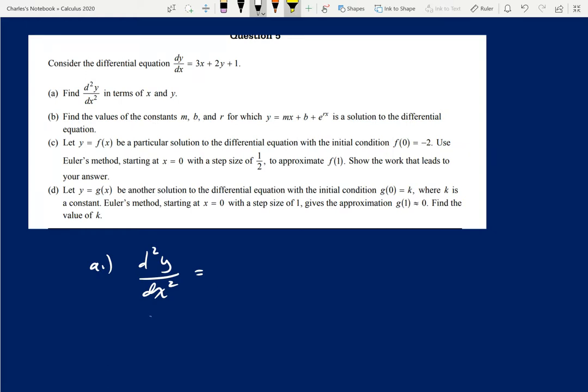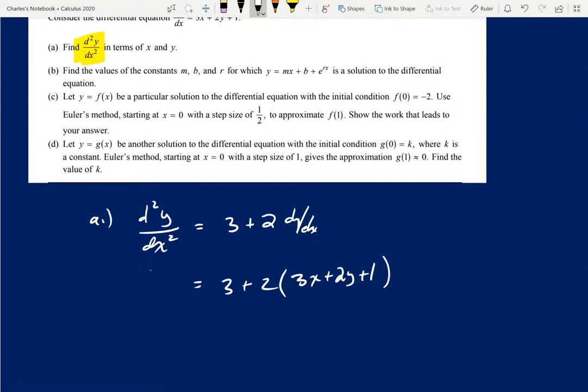So the first question, first part says find the second derivative, which shouldn't be too bad. I'm going to take the derivative of this. I'm going to get 3 plus 2 dy/dx, and dy/dx is equal to 3x plus 2y plus 1. And so I get what? I think I get 5 plus 6x plus 4y.